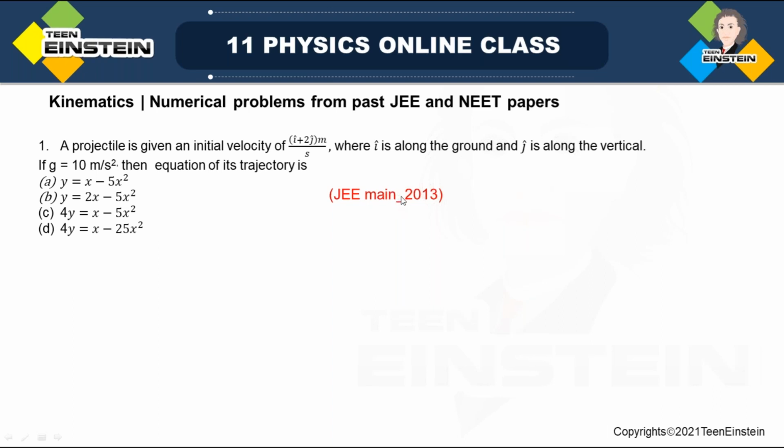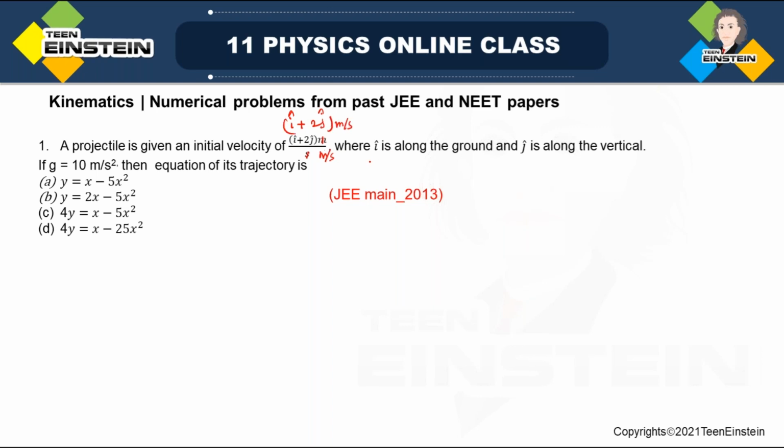Okay, so here the first problem is from projectile motion. You can read this problem, that a projectile is given an initial velocity. Oh, there is a typo here. This is meter per second. Initial velocity i plus 2j meter per second. Okay, basically this is i cap plus 2j cap meter per second.